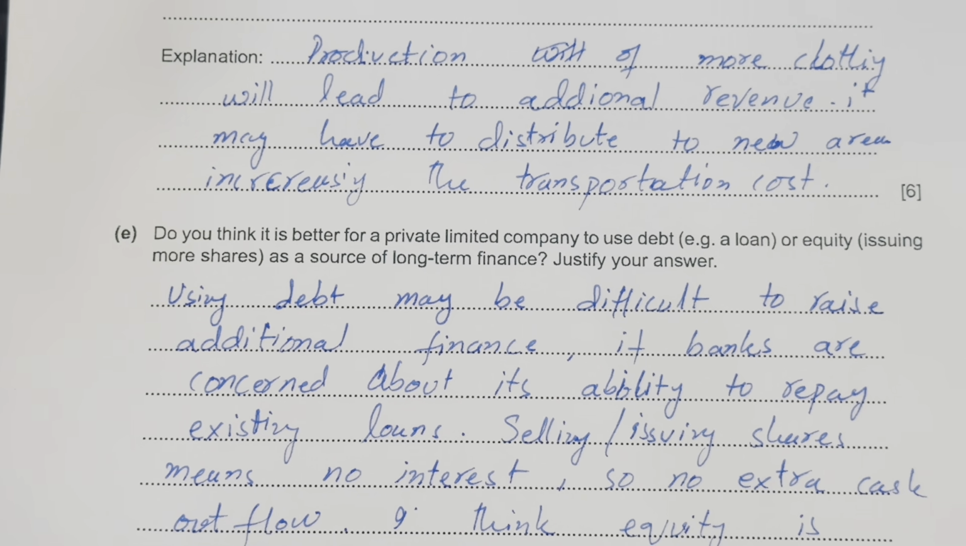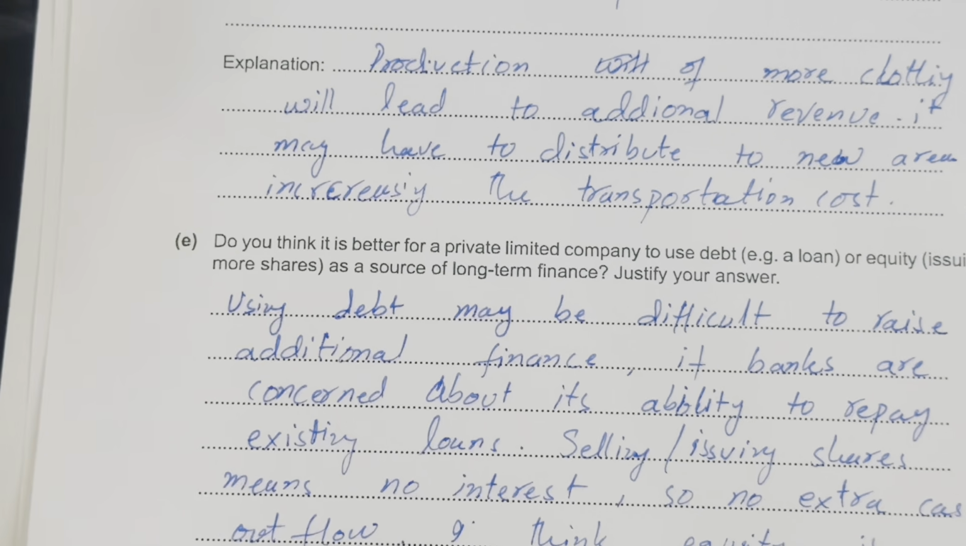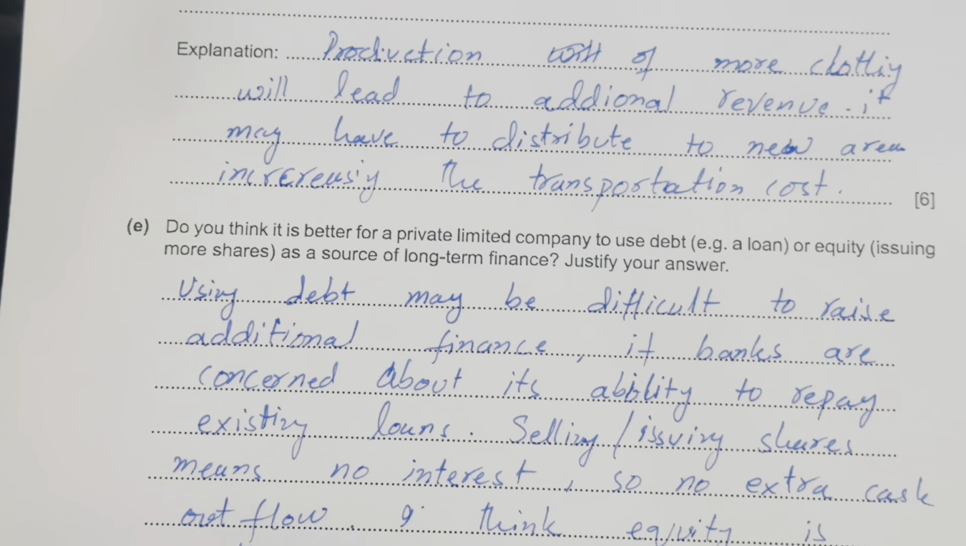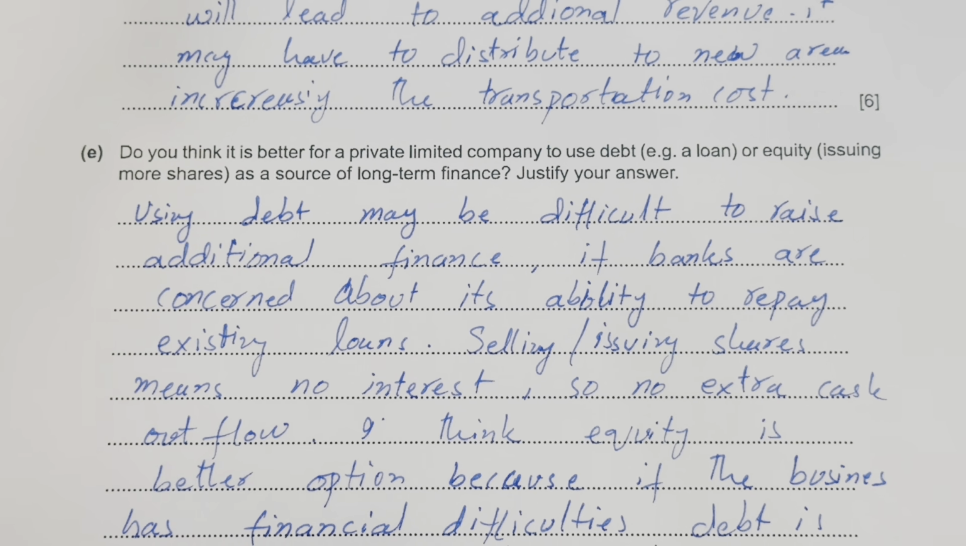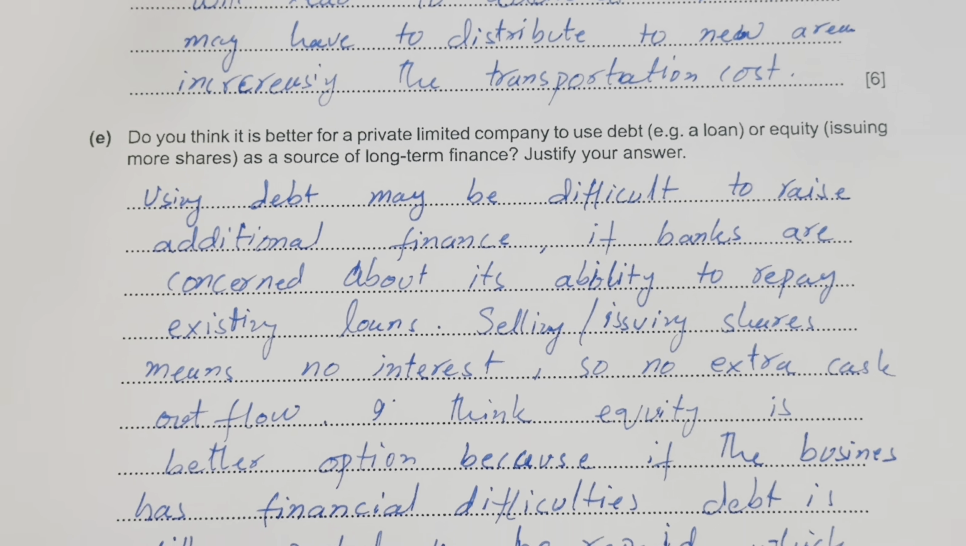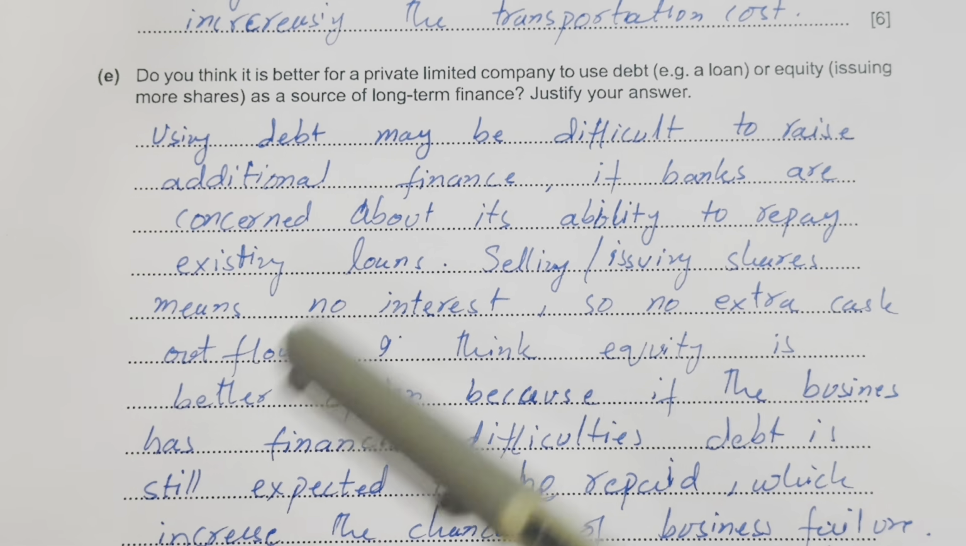Now we will move to the last part of our paper, part E. Do you think it is better for a private limited company to use debt or equity shares as a source of long-term finance? Justify your answer. We know that when a company is about to expand, it looks for a financing method. There are many methods, but we need to discuss only debt and equity financing.